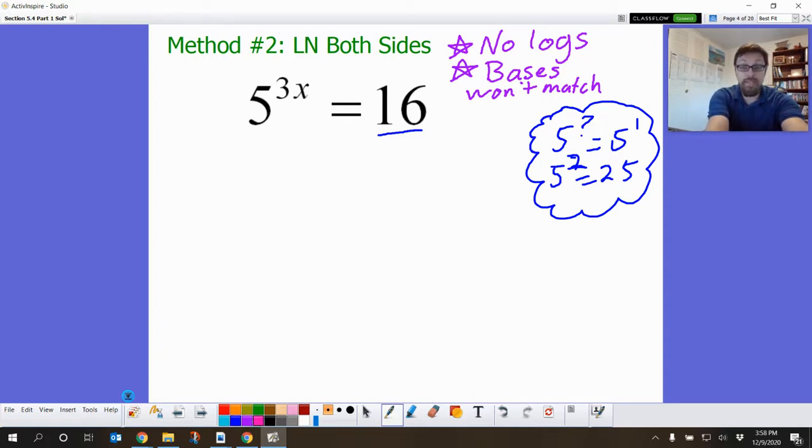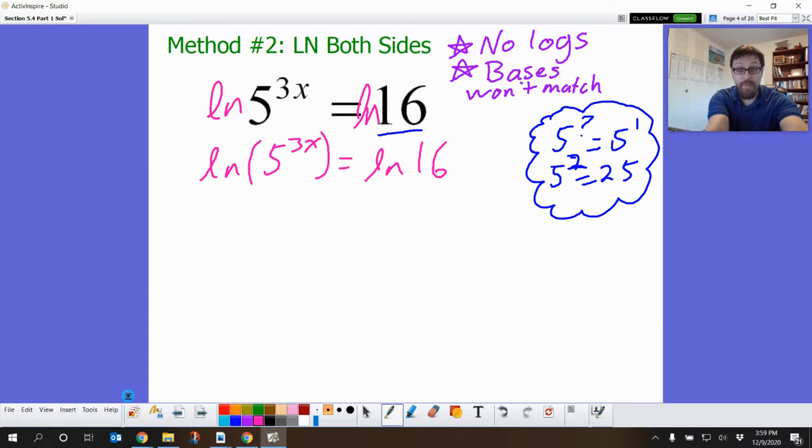So the idea with taking the natural log of both sides is you just take the natural log of both sides. So now we have the ln of 5 to the 3x equals the ln of 16. And what's cool about that is we can use that property of logarithms that if you have an exponent inside of a logarithm, like this 3x, you can bring it in front and get it out of the exponent, which was the major problem. We didn't really like that that thing was up in an exponent. Now it's just a regular old x that we can solve for.